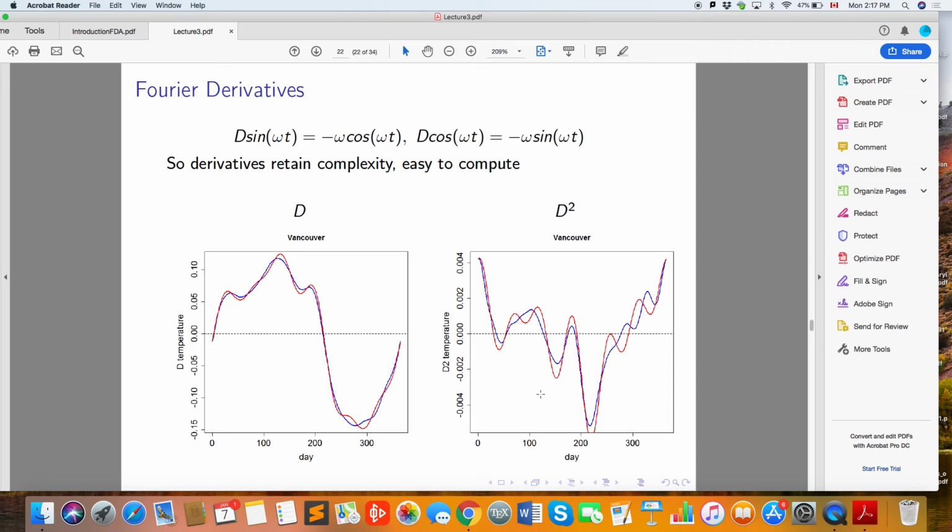Okay, so any questions about the Fourier basis functions? Is this clear? Okay. Who has used basis functions in their computing? Can you raise your hand? Okay. No? Okay.